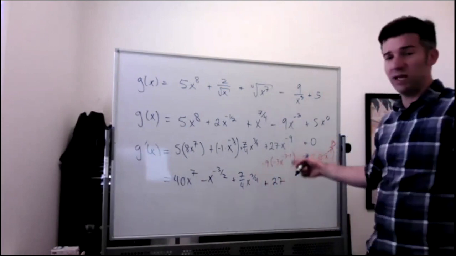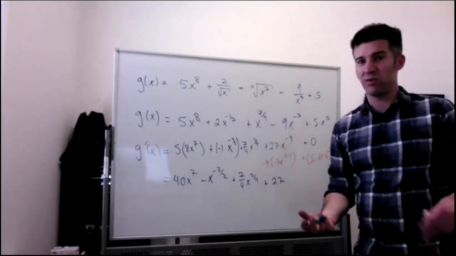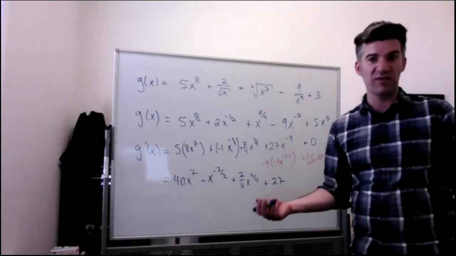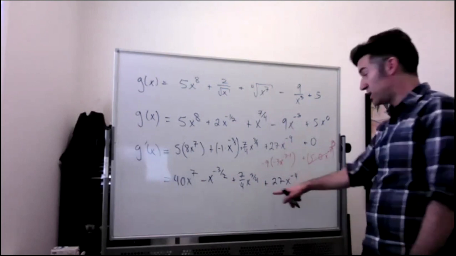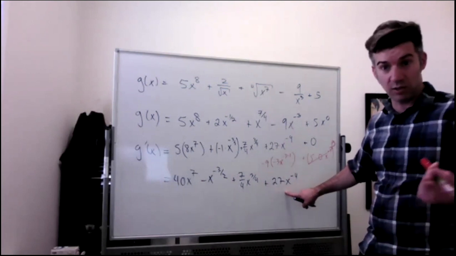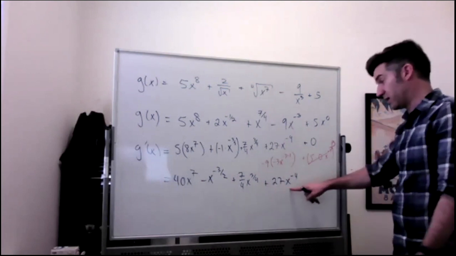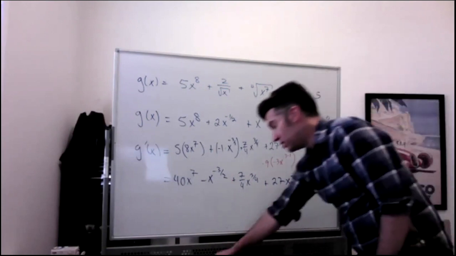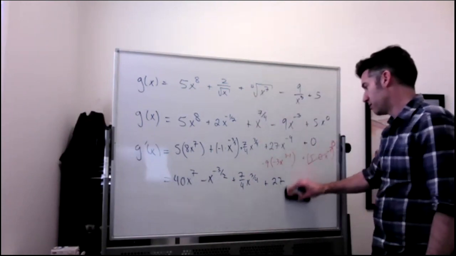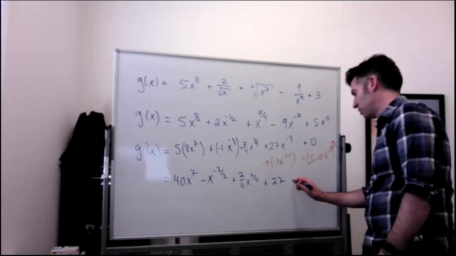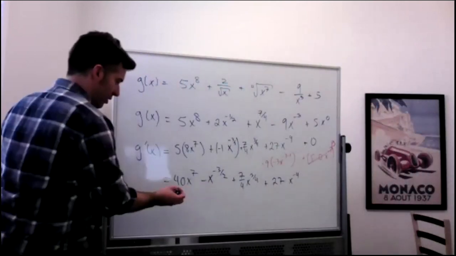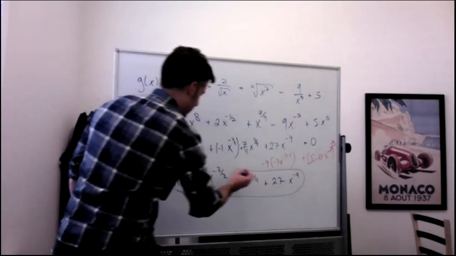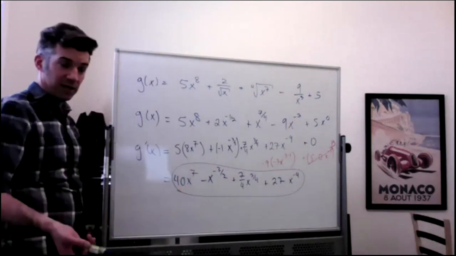You can either write 27x to the negative 4th, or you can write 27 over x to the 4th, and there's good reason for writing it both ways. I would definitely write it this way if I was going to have to take a second derivative, right? Because I want to write it as x to a power. So I think this is a perfectly good way of writing this answer. This is the better way to do it if you have to take repeated derivatives.